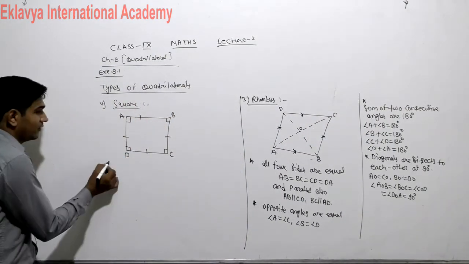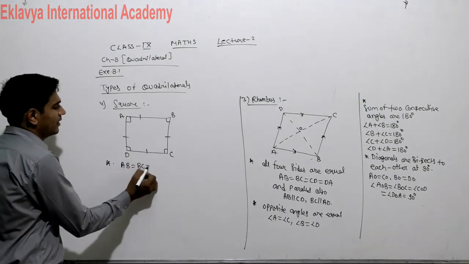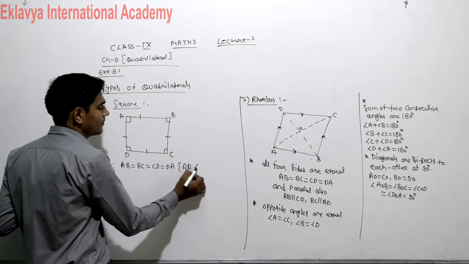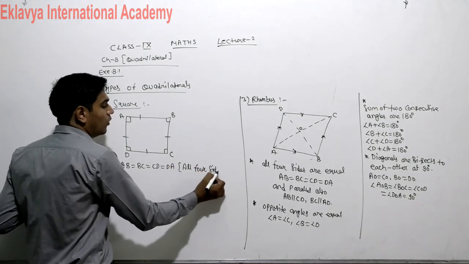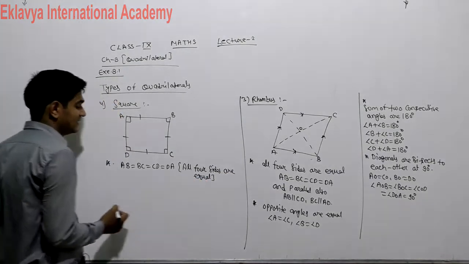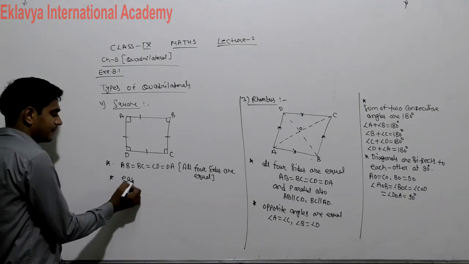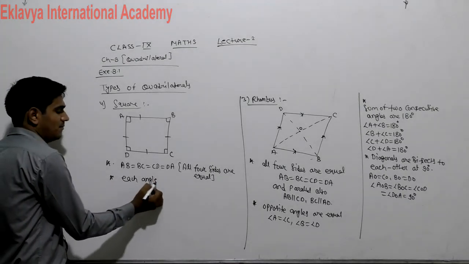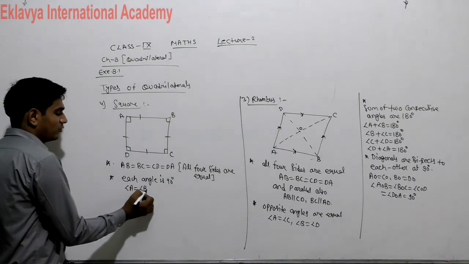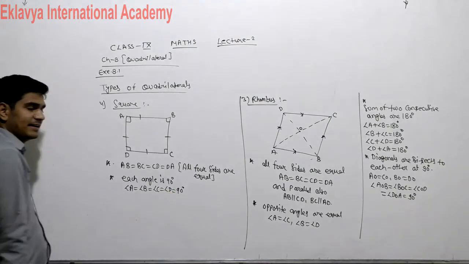Now in a square, the first property is that all four sides are equal. AB equal, BC equal, CD equal, DA. Meaning all four sides are equal. Second is that each angle is 90 degrees. Angle A is equal to angle B equal to angle C equal to angle D, 90 degrees.